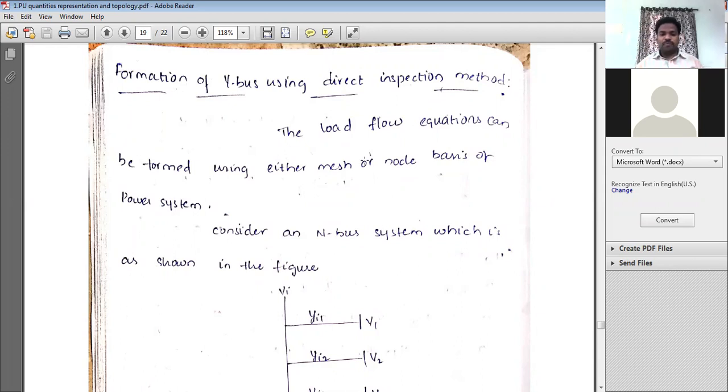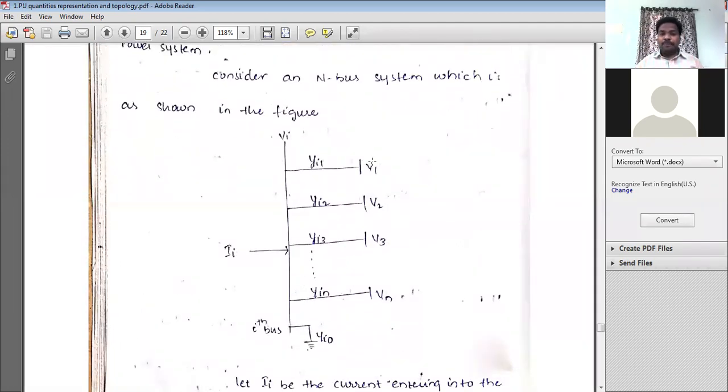Suppose I have given you an n bus system. If your power system contains n number of buses, you cannot decide how many buses there are. As far as the power system is concerned, n may be anything from 1 to n. n may be 1 lakh or 2 lakh, whatever it may be. We don't bother about that, but n is a variable parameter. Now consider this type of system as shown in the figure. In this figure, I have considered an n bus system.